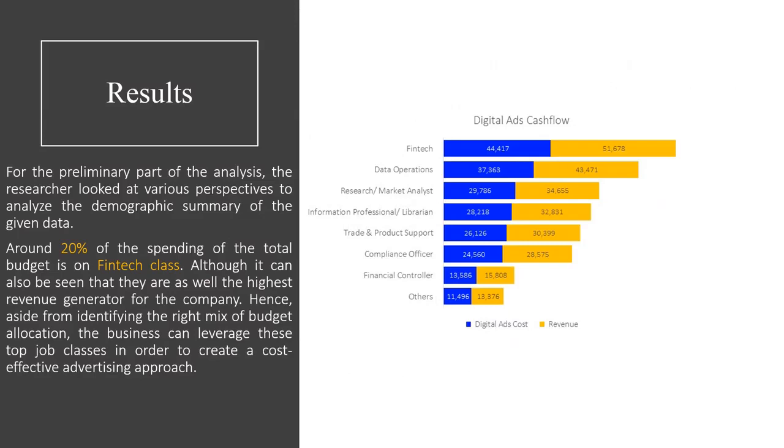Going into the results of this study, we look at the demographic summary as part of the preliminary part. Looking at the digital ad spending and revenue by job classes, it can be seen that fintech, data ops, and research analysts top the list. If we go back to the list of goals from the previous slide, it now makes sense why the decision makers opted for these 3 job classes.